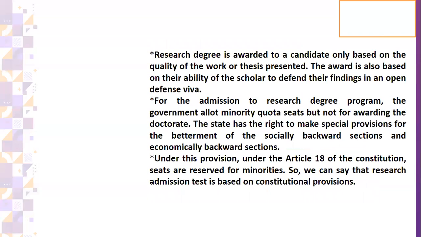So a research degree is actually given to a candidate for his work quality, as I said, the way he defends his viva. And there is no such allotment in research with respect to provisions for seats. It is given under the provision of Article 18 of the Constitution, that the seats are reserved for men. So we cannot say that research admission is based on the Constitution. Sorry, the first statement says that it has to follow some basic norms, but not for the degree, rather for the purpose of the provisions.